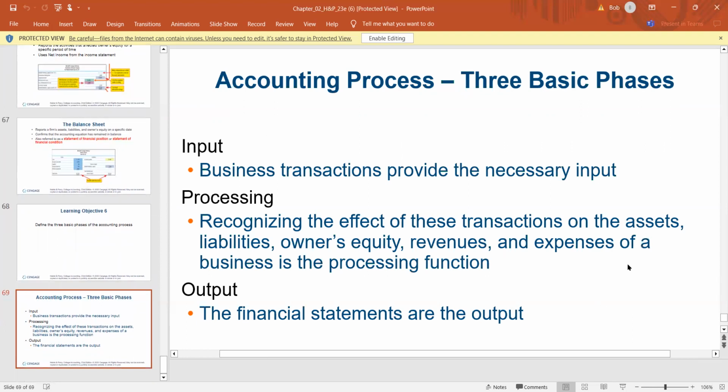The accounting process has three phases: input, processing, output, IPO. Try to remember that because for some reason, they like to put this on the test. Since this is an online class, I can't make up my own test, which makes it a little harder to teach toward the test. But I noticed they put this one on. Input, business transactions, provide the input; processing, you recognize the effect; and then the output is the financial statements, okay?